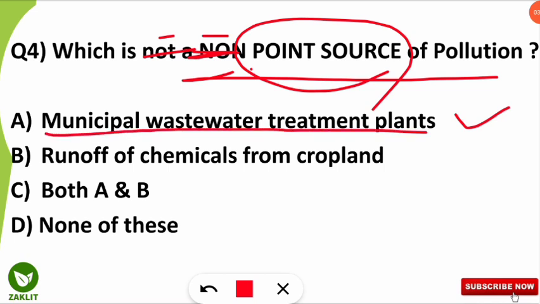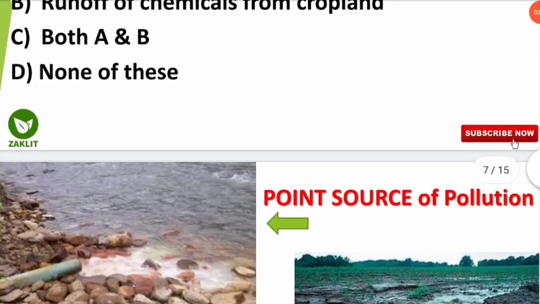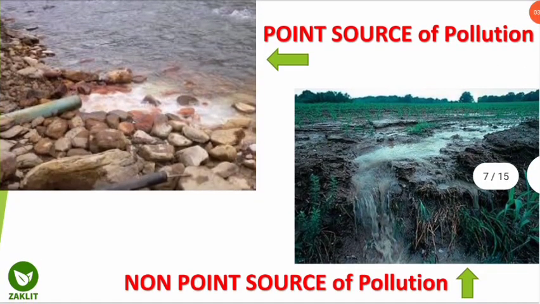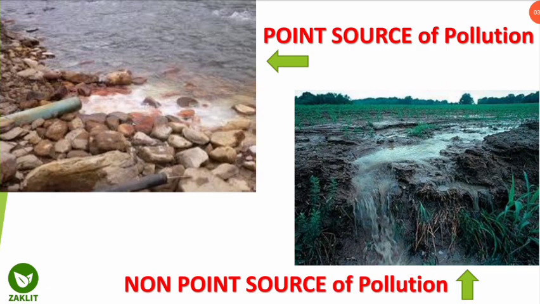Municipal wastewater treatment plants are the example of point source of pollution, but runoff of the chemicals from the crop plants, they are the non-point source of pollution. So आइए जानते हैं किस तरह non-point and point source of pollution. So the major thing is that the source of pollution which we can say that yes, from this point the pollution is created. So जहाँ से हमें पता चलता है कौन सा origin है pollution का, उसे हम कहेंगे point source of pollution.